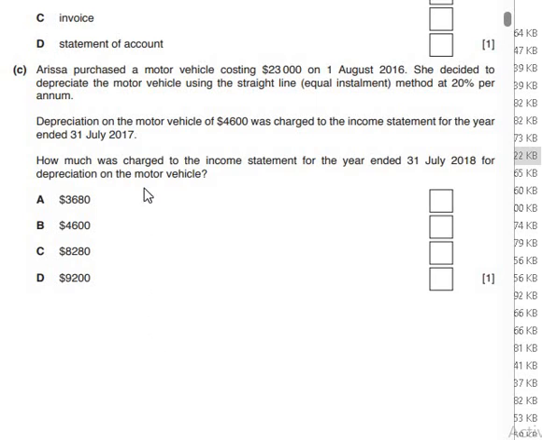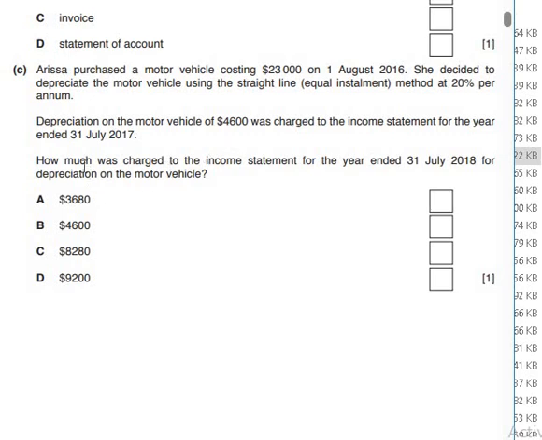Here's another question. Anis purchased a motor vehicle costing 23,000 on 1st August 2016. She decided to depreciate the motor vehicle using the straight line method at 20% per annum. Depreciation of 4,600 was charged to the income statement for the year ended 31st July. The 4,600 is calculated by simply taking 23,000 times 20%, which is the depreciation for the year.